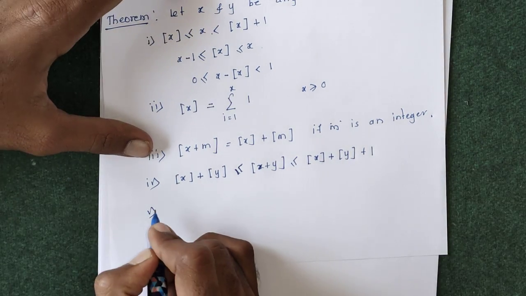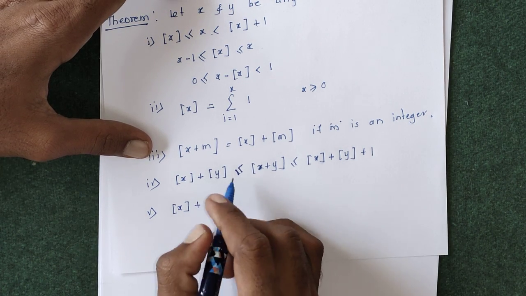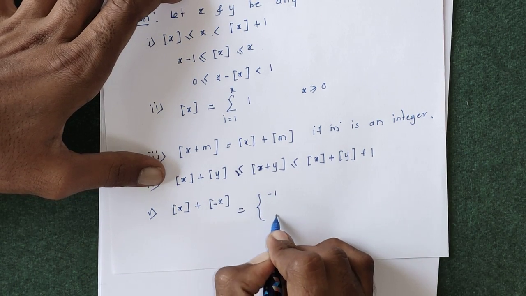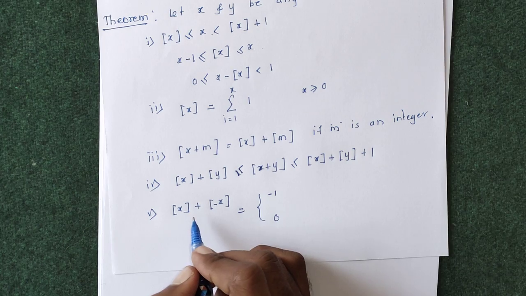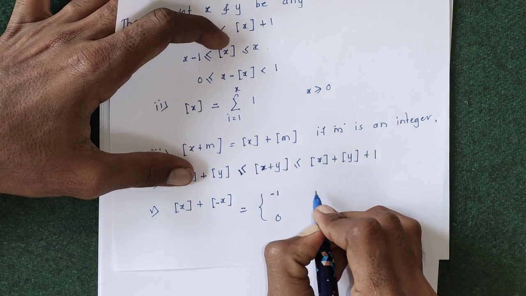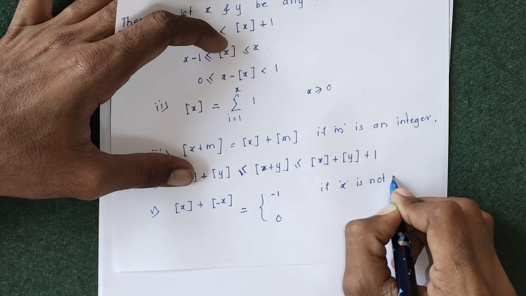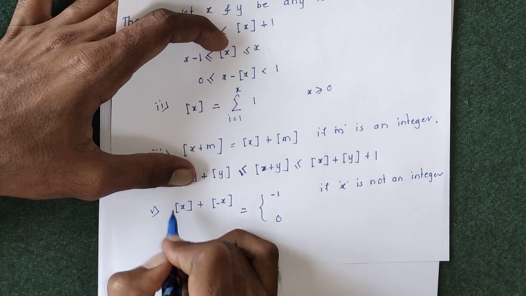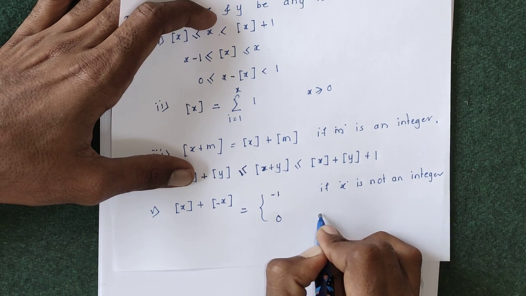Fifth property: the integral part of x plus the integral part of minus x is either minus 1 or 0. It is equal to minus 1 if x is not an integer, that is, if x is some rational number, and 0 otherwise.